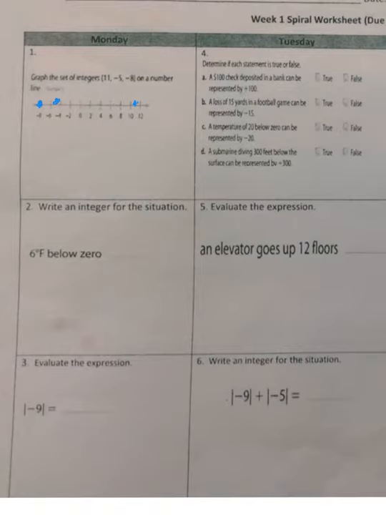Number 2, write an integer for the situation. 6 degrees Fahrenheit below 0. The word below tells us that it's going to be a negative integer, and so the integer would be -6.